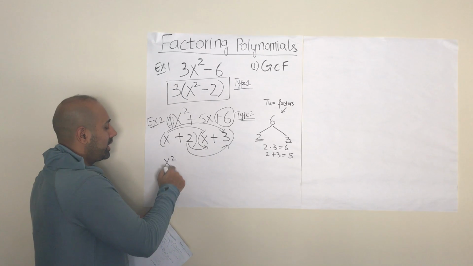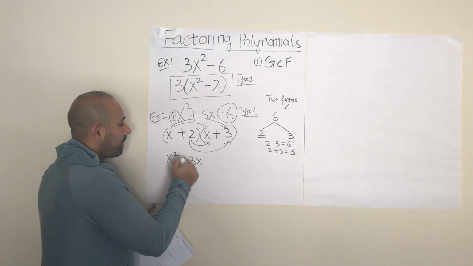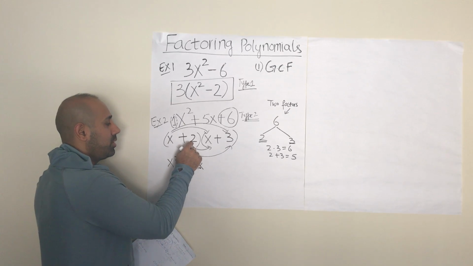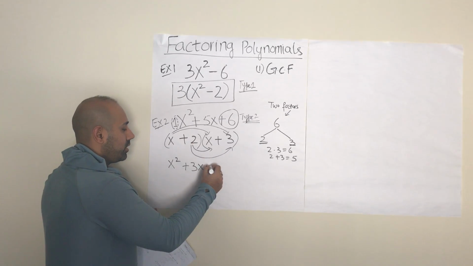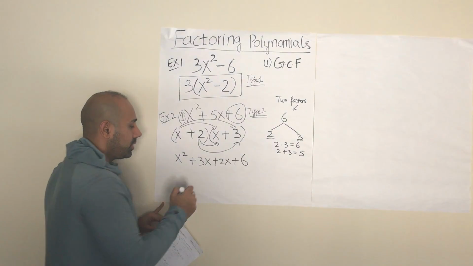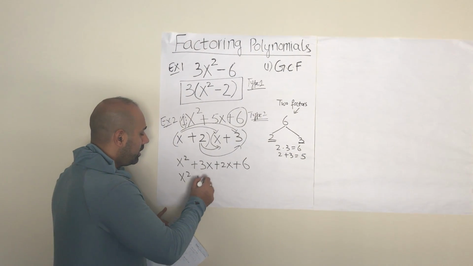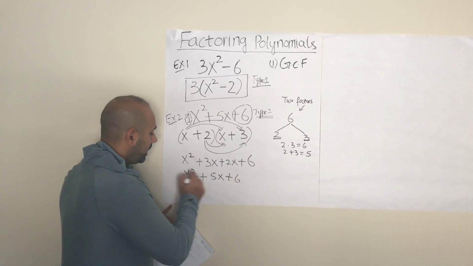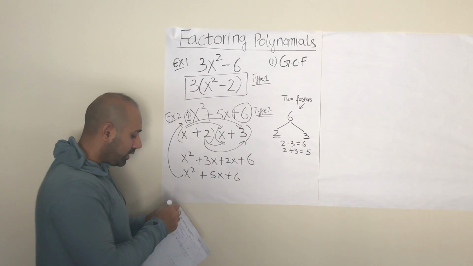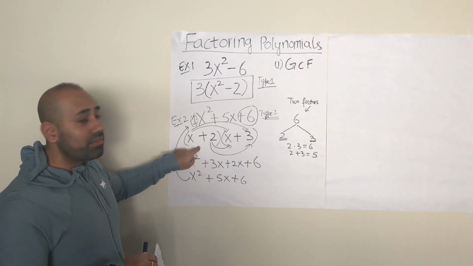So x times x is x squared, then I do x times 3, which is positive 3x. That takes care of the x. Now let's move on to 2. So 2 times x again is 2x. And I have finally 2 times 3, which is positive 6. Combining like terms, these two middle terms, I have x squared plus 5x plus 6, which is the exact same thing that we started with. So that convinces us that these are the correct factors.